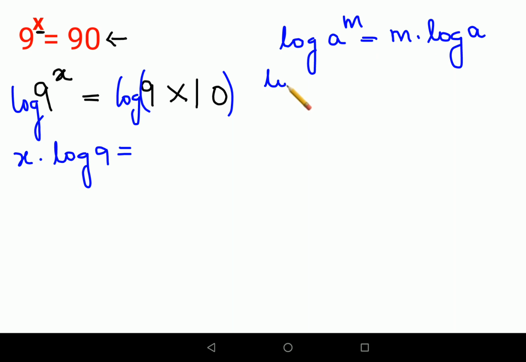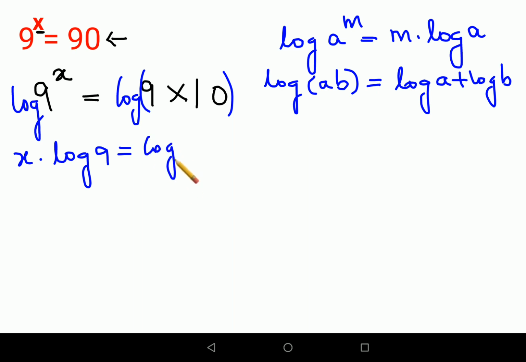Similarly, on your RHS you have a product, right? So log of a product is nothing but what? Log of A plus log of B. So this will look like log of 9 plus log of 10.